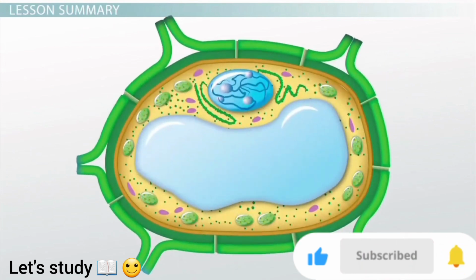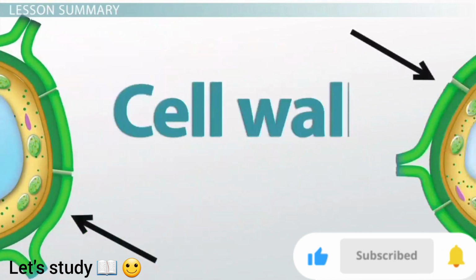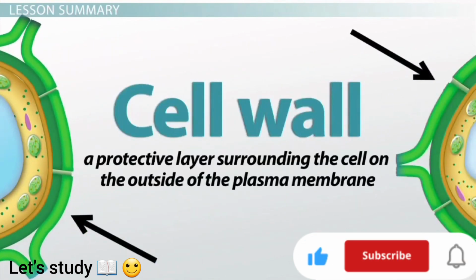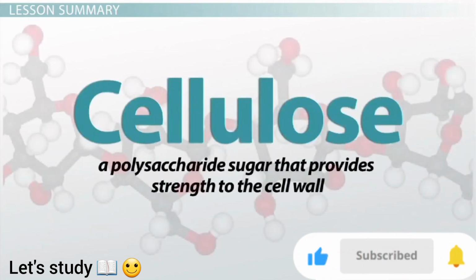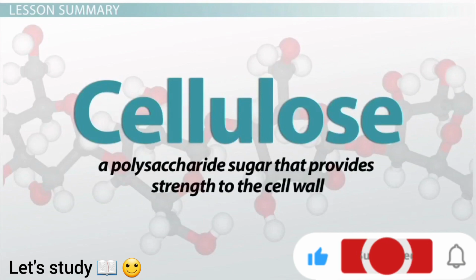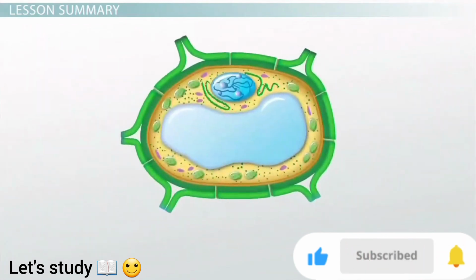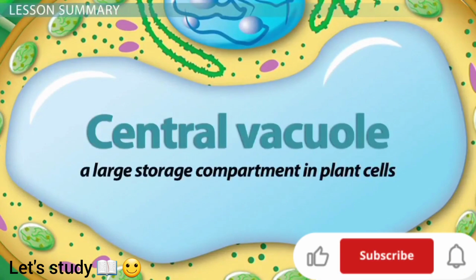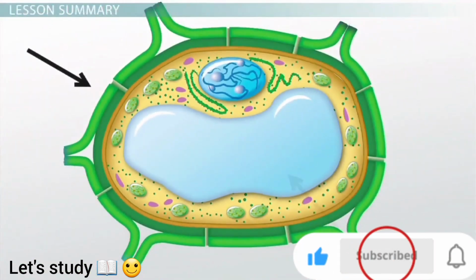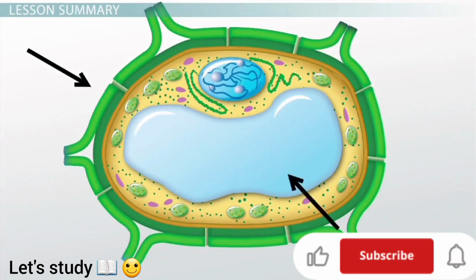In summary, we've learned more about two important plant cell components today. The first is the cell wall, which is a protective layer surrounding the cell on the outside of the plasma membrane. The cell wall is composed of cellulose, or a polysaccharide sugar that provides strength to the cell wall. A second structure important to all plant cells is the central vacuole, which is a large storage compartment in plant cells. Both the cell wall and the central vacuole help plant cells regulate water movement, or osmosis, to keep plant cells strong enough to withstand a few days without water.